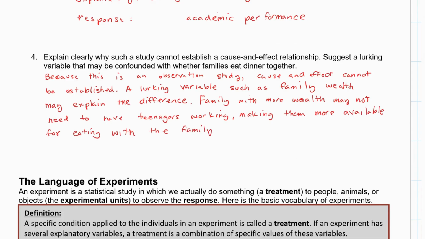And because they're not working, that gives them more time to study. So family wealth may explain why they're eating more with the family, and it may explain their better academic performance. The observational study doesn't control for that, so we don't know whether there's a cause-effect relationship. Could eating with the family help? Could, but we don't know based on this study.